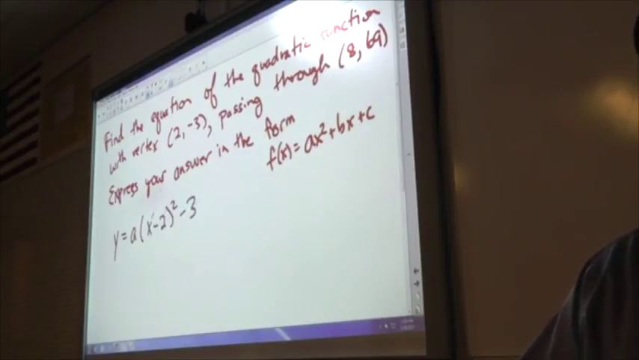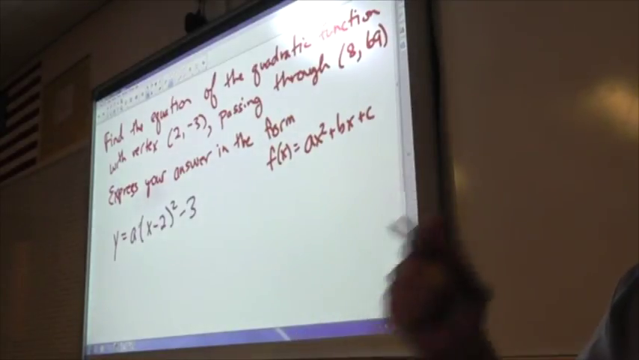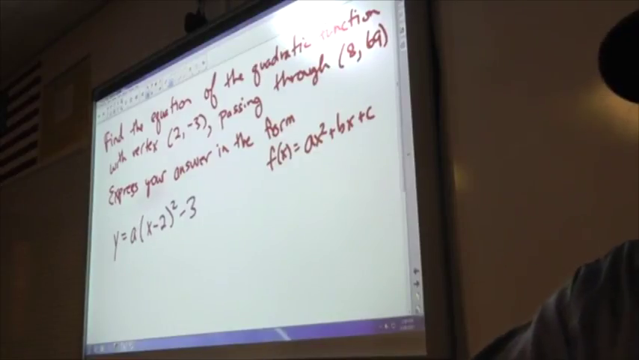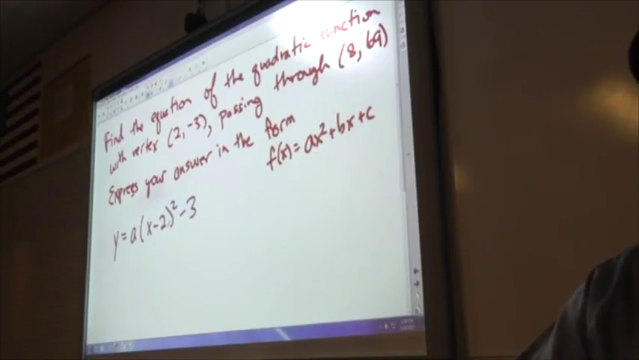Okay. I have 3 unknowns. I just plugged in 1, 2. There's only one unknown, right? If I have one unknown, I need to have a point. So I got a point. How do I use this point to find A?